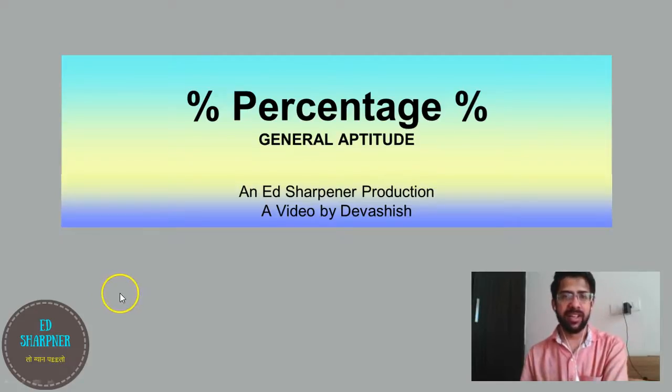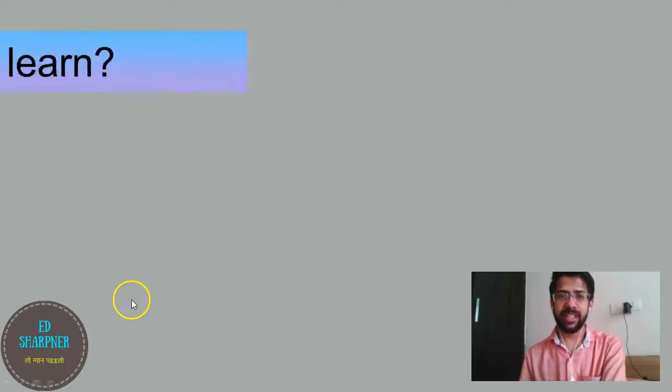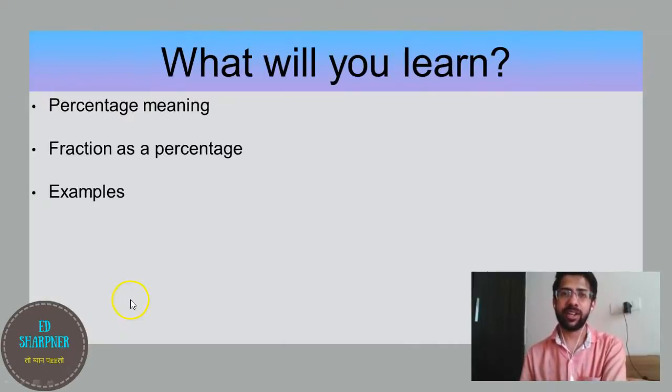Welcome back everyone. So percentage has extensive applications in General Aptitude section in topics such as probability, profit and loss, simple interest and compound interest, and many more. At the end, we'll be covering some important GATE problems which were asked in previous papers. So let us see what you will learn at the end of this session.